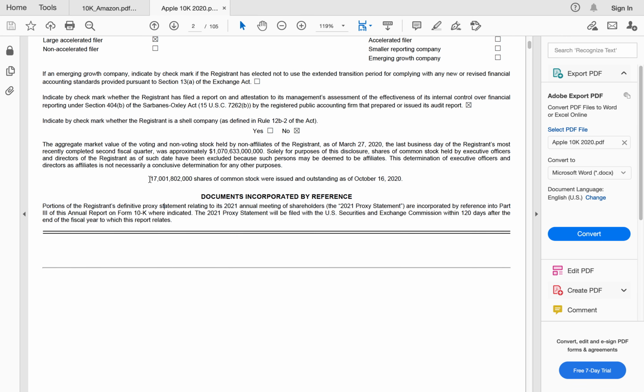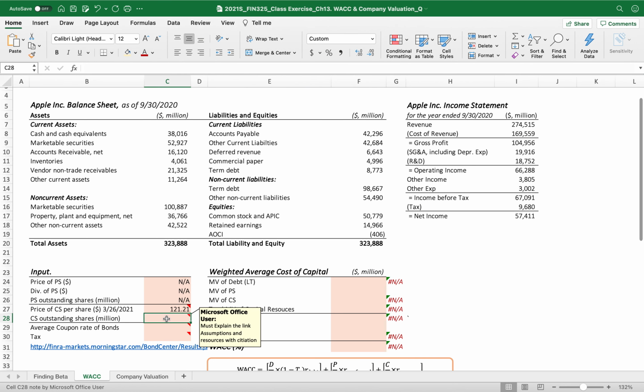So here you go: 17 billion 802,000 shares of common stock issued and outstanding. We are using the outstanding shares as of now. So I'm going to put 17,001 point, because I'm calculating all this information in millions. Then how much was that? Okay, 802. So we got 17 billion 2 million shares of common stock outstanding.